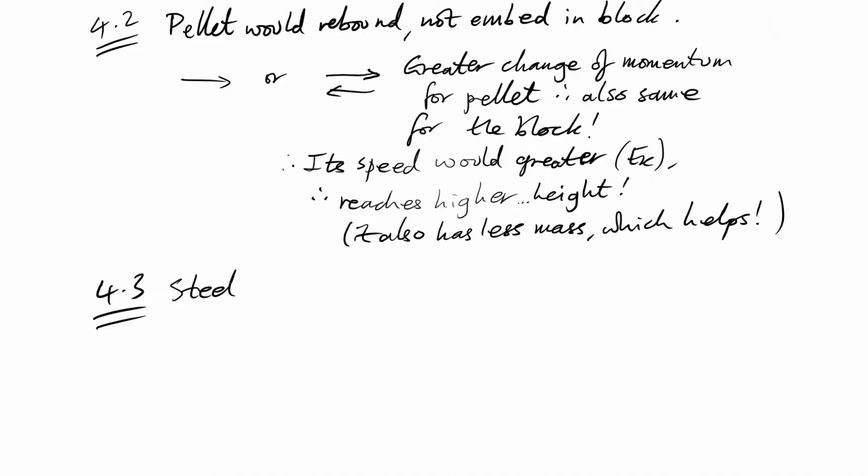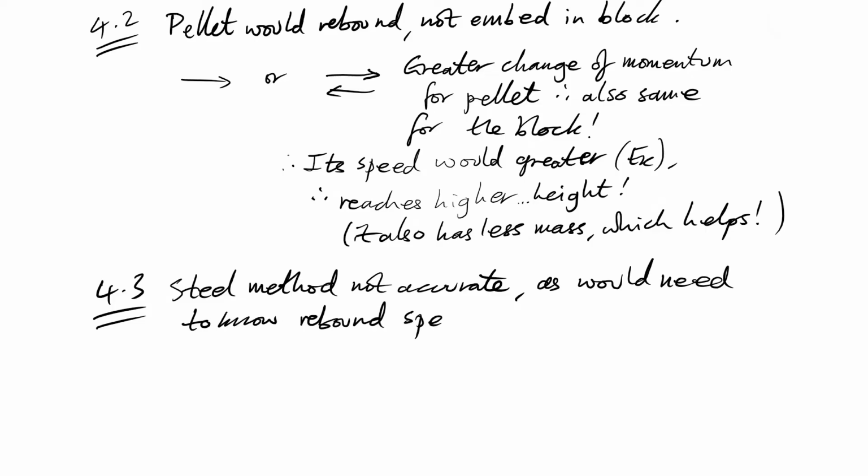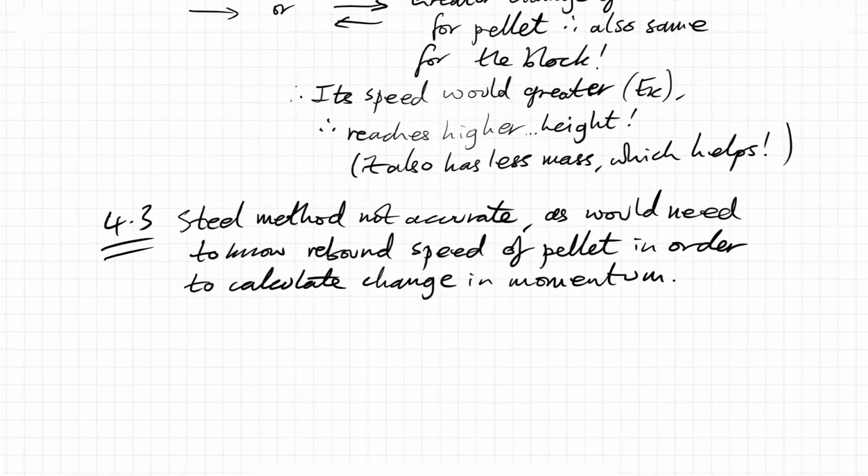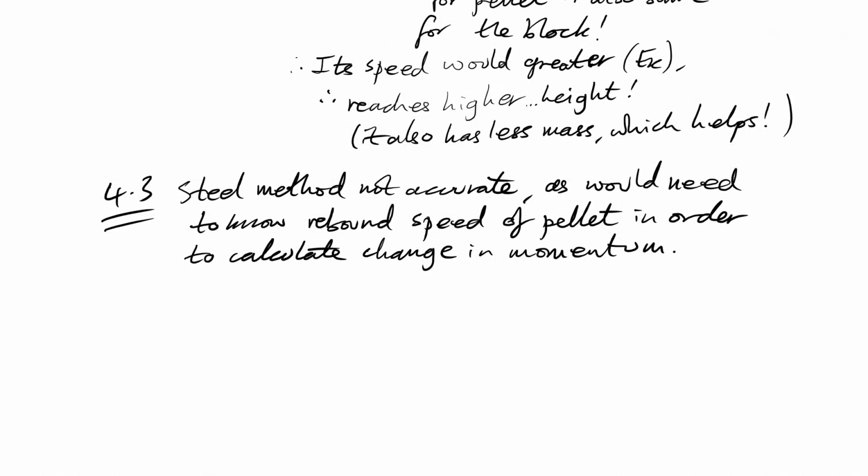Well, the steel method isn't going to be accurate, as you would need to know the rebound speed of the pellet in order to calculate change in momentum. In other words, impulse. And we can't really assume that it's coming back at the same speed as it goes in either. So we can't say that the final velocity of the pellet is just equal and opposite to the initial velocity of the pellet.